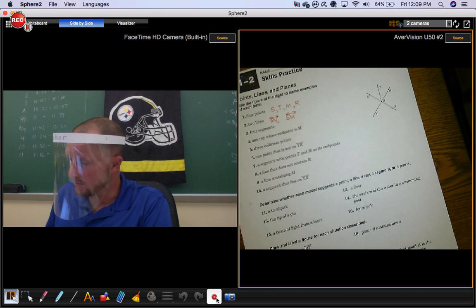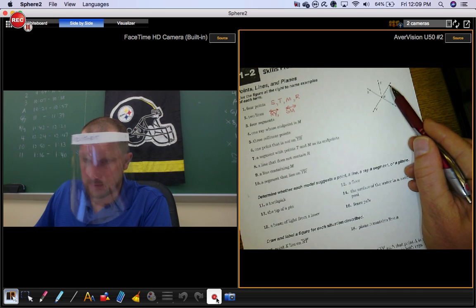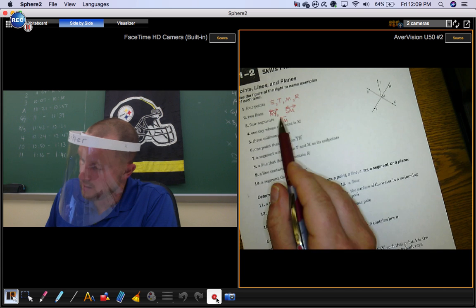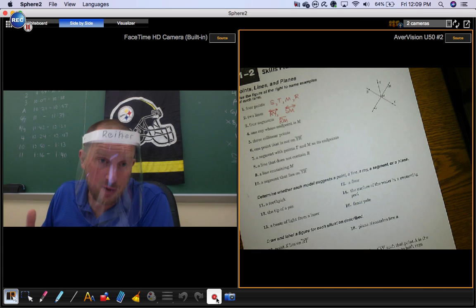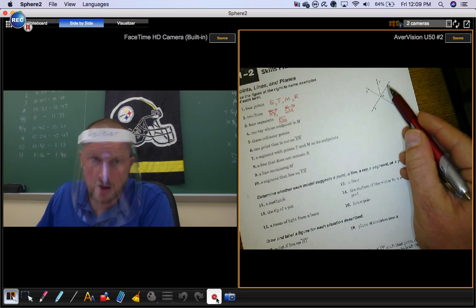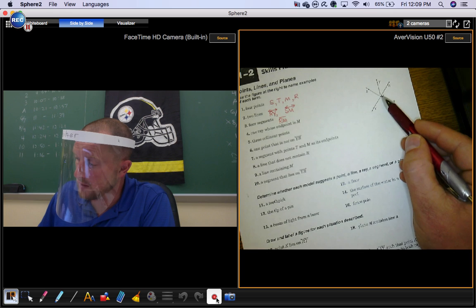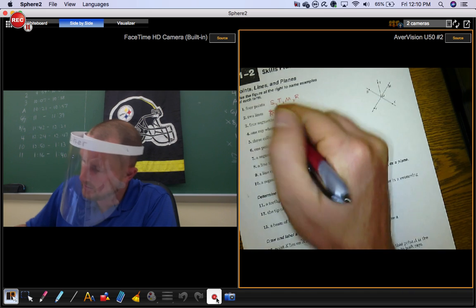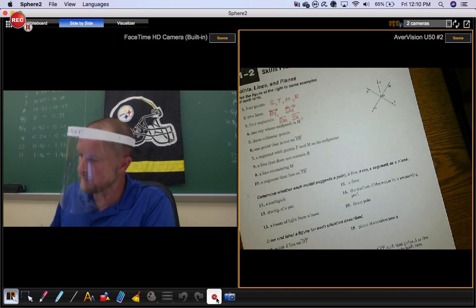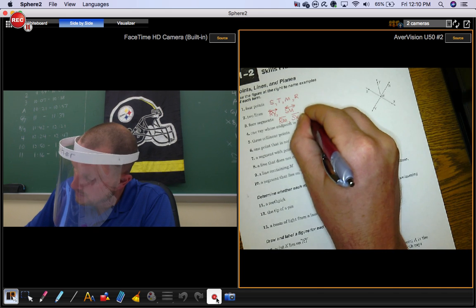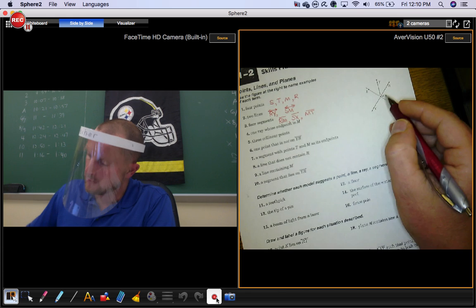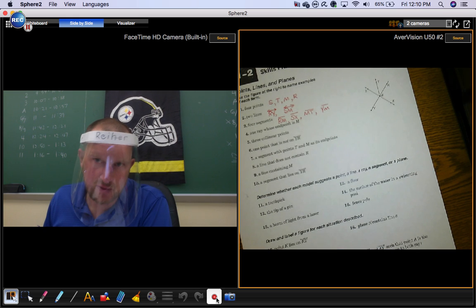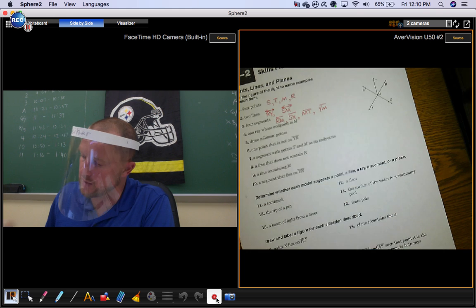Number 3, name 4 segments. Segments start and stop. So this segment right here, we'll call that segment RM. It starts at R, ends at M. No arrowheads. That segment came right off of a line. Sometimes that confuses people. It's okay. There's lots of segments on lines. This one starts at R and ends at M. We could also name segment SX. Segment MT. Segment YM. You don't have to have those answers. You can have other answers that are correct as well. Again, you can reverse those letters if you want to.